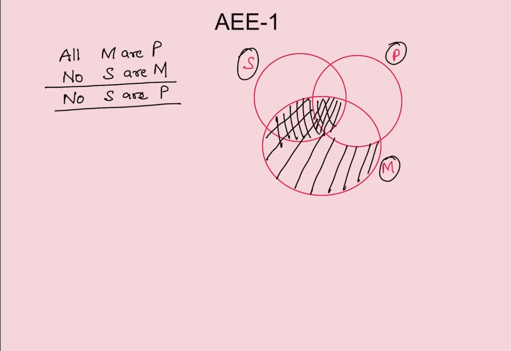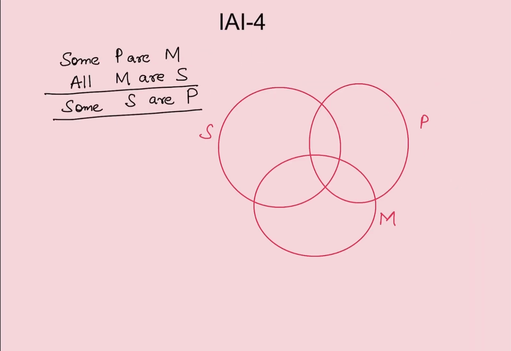Now let's see no S are P. No S are P में तो ये पूरा part भी shade होना चाहिए था, but नहीं है. That means it is an invalid syllogism. So let's see now a question where we have a universal and a particular. Let's see this question.